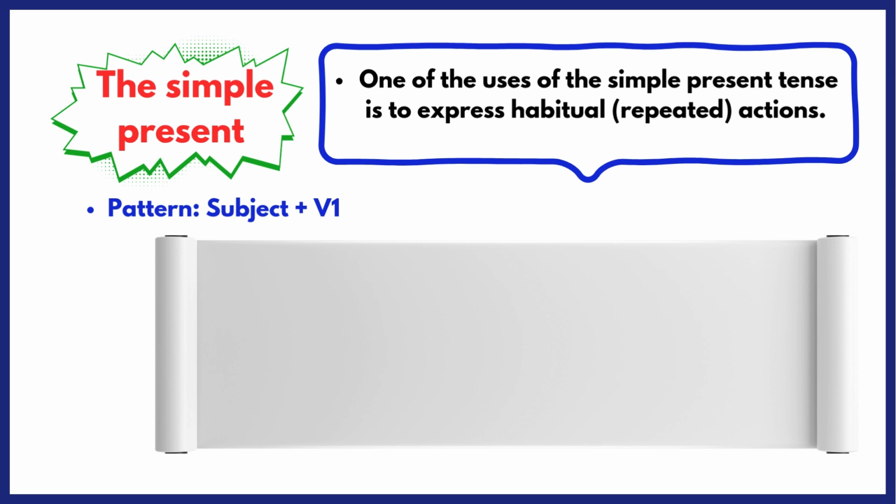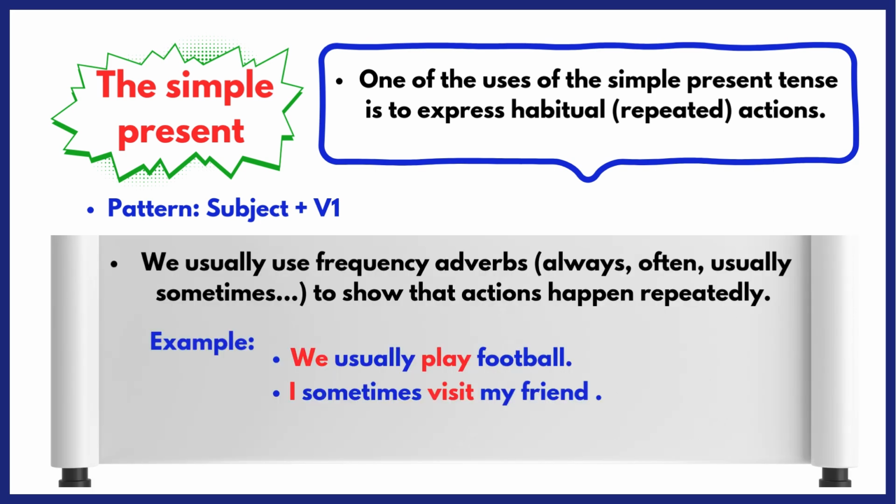I hope you know that one of the uses of the simple present tense is to express habitual or repeated actions. We usually use adverbs of frequency such as always, often, sometimes, and so on to indicate that the action happens repeatedly. Therefore, if you want to express activities that happen either regularly or occasionally, you are supposed to use the simple present tense. Note that the form of the simple present tense is subject plus verb 1.